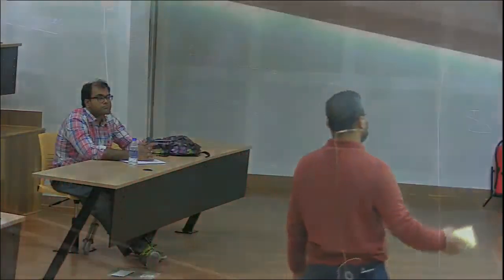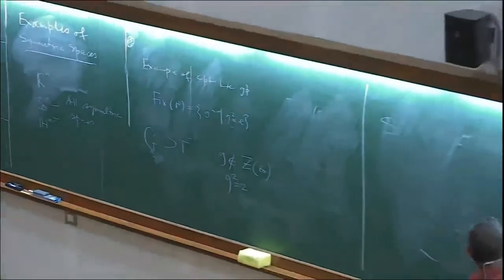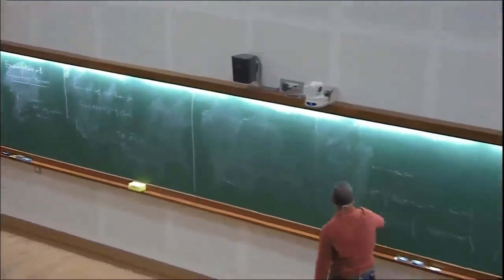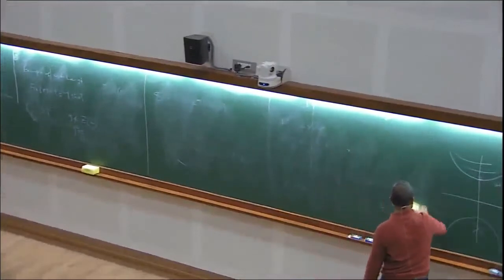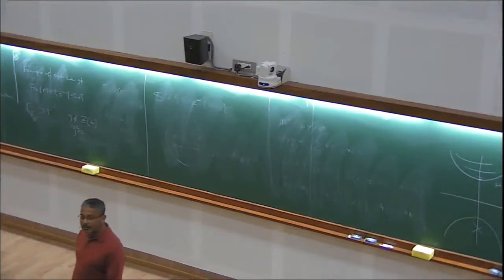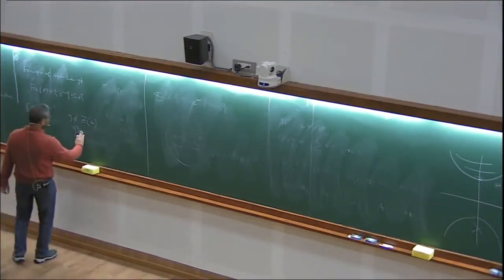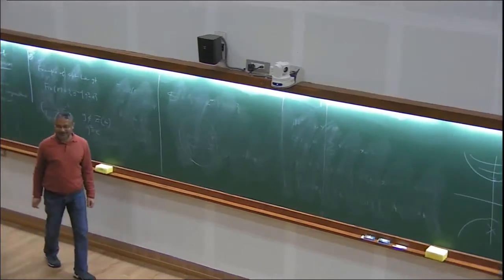All right. So now I'm going to give the most general construction of symmetric spaces, and I'm going to introduce the Riemannian symmetric pair. Oh, G squared is equal to 2, I'm sorry. Thanks.